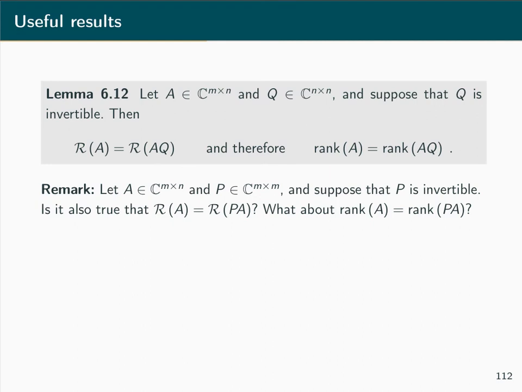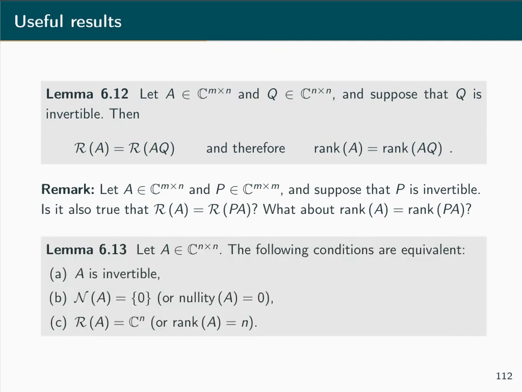Then after lemma 6.12, here's a little question for you to think about. Let A be an m by n matrix and P be an m by m matrix that's invertible. Is it also true that the range space of A equals the range space of P times A? And what about the rank of A being equal to the rank of P times A?